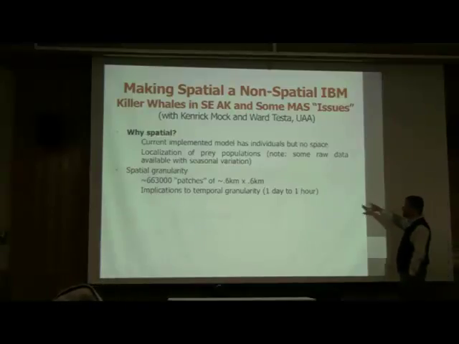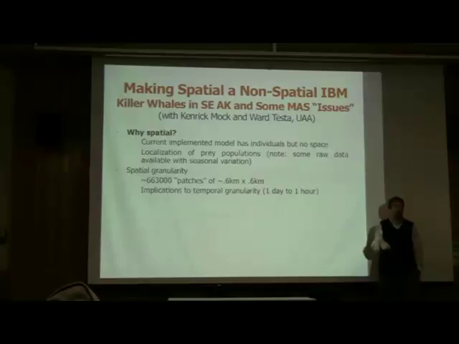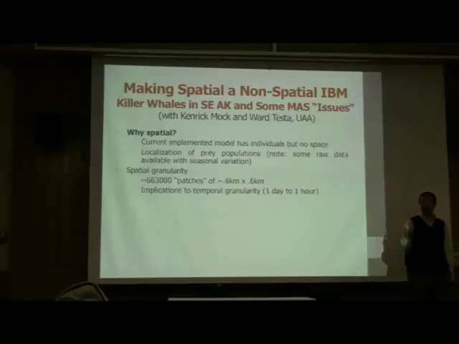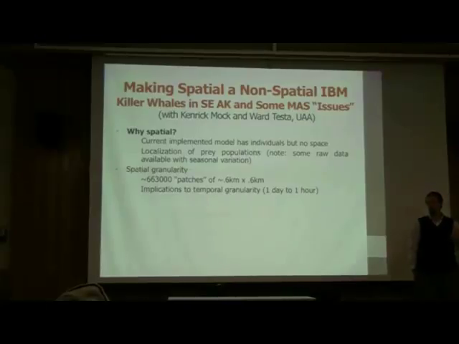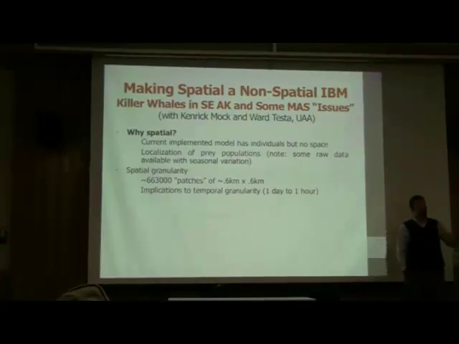Other implications are also to temporal granularity. In the original model, a time step was 1 day. But if whales can travel in the neighborhood of several hundred miles in a day, and your spatial granularity is a 0.6 kilometer unit, it no longer makes sense to have a temporal unit of 1 day. So this almost immediately meant that we had to make the temporal unit 1 hour or something in that neighborhood, to correlate the movement of whales with the spatial granularity.